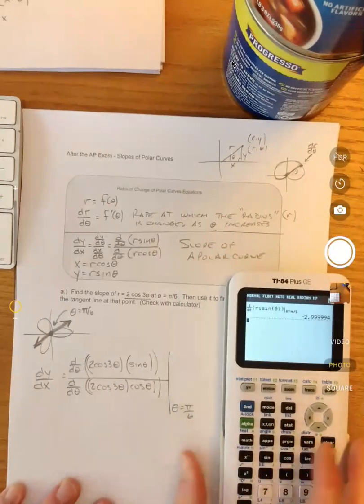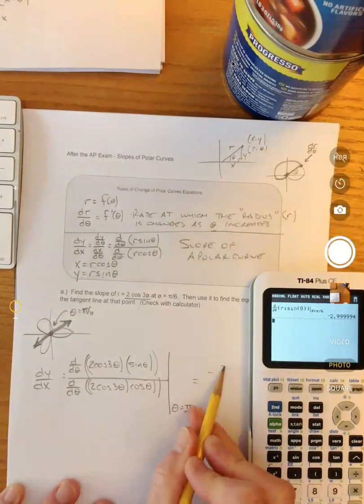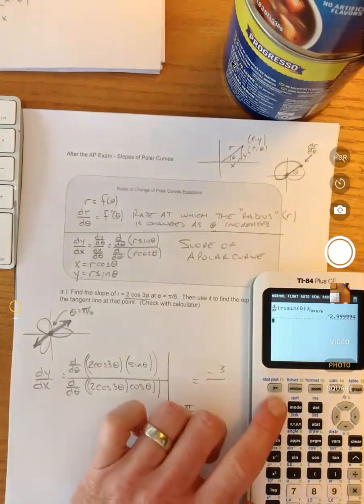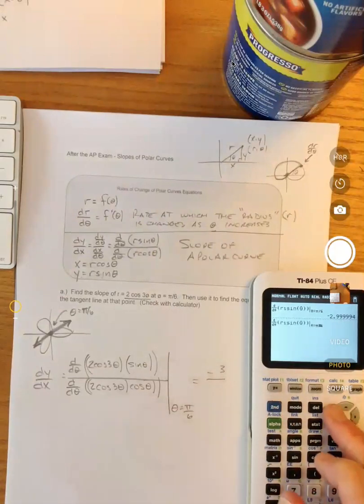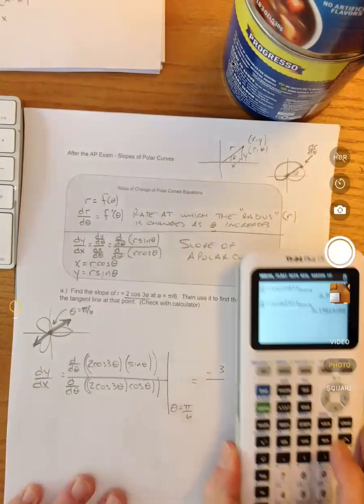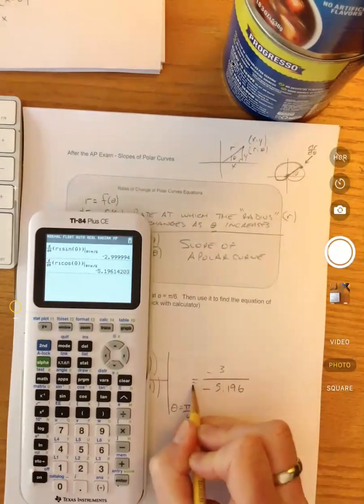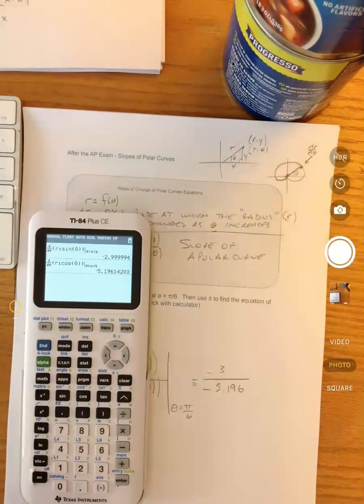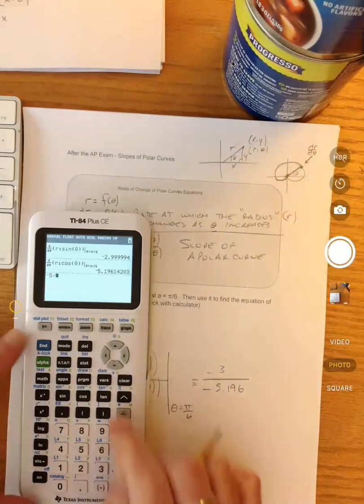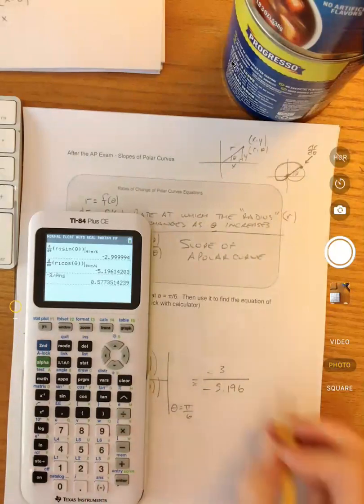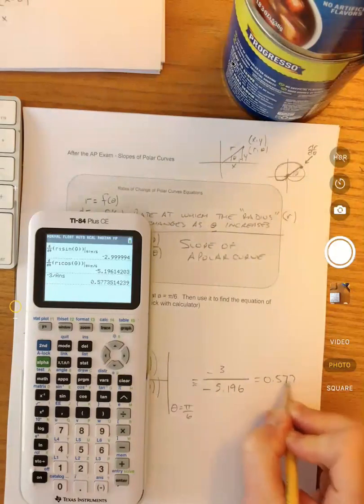So I don't know about you, but that looks like -3 to me. So -3 is my numerator. And I'm just going to do a second enter. And all I have to do to take the derivative of x is change this to a cosine. And so some weird number, -5.196. Oh, and now I'm realizing I said something that was wrong. All right, so I'm going to take -3 divided by my last answer, and I'm getting 0.577, which made me nervous about what I had just said before, but nobody called me on it.